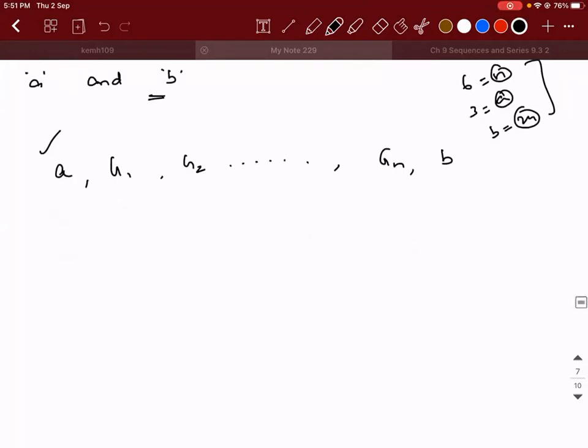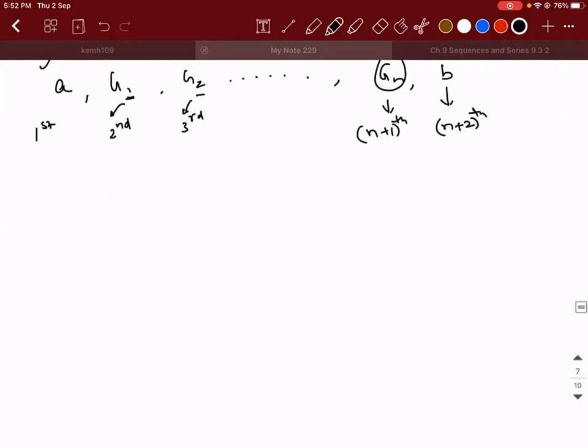Shall we get started? So A is the first term. G1 is the second term. G2 is the third term. Then Gn will be what term? Gn will be which term? It will be n plus 1th term. Sorry, sir, yes, n plus 1. Then B is the n plus second term, so n plus 2 term. Right? That's the simple logic.